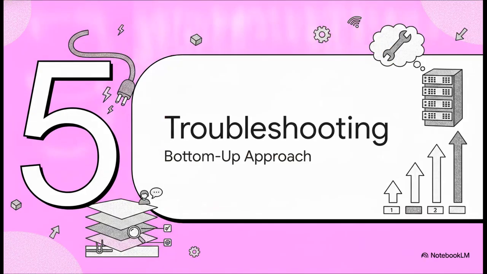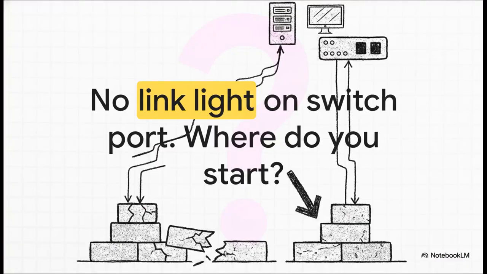Which brings us to Section 5, Bottom-Up Network Troubleshooting. Okay, let's get into the real-world stuff. Picture this scenario. Someone frantically tells you the network is completely down. You walk over, take a look, and notice there is no link light on their switchboard. Where do you even begin? Well, troubleshooting works best when you stop guessing and just start at the bottom. Because if the foundation is broken, absolutely nothing above it is going to work.